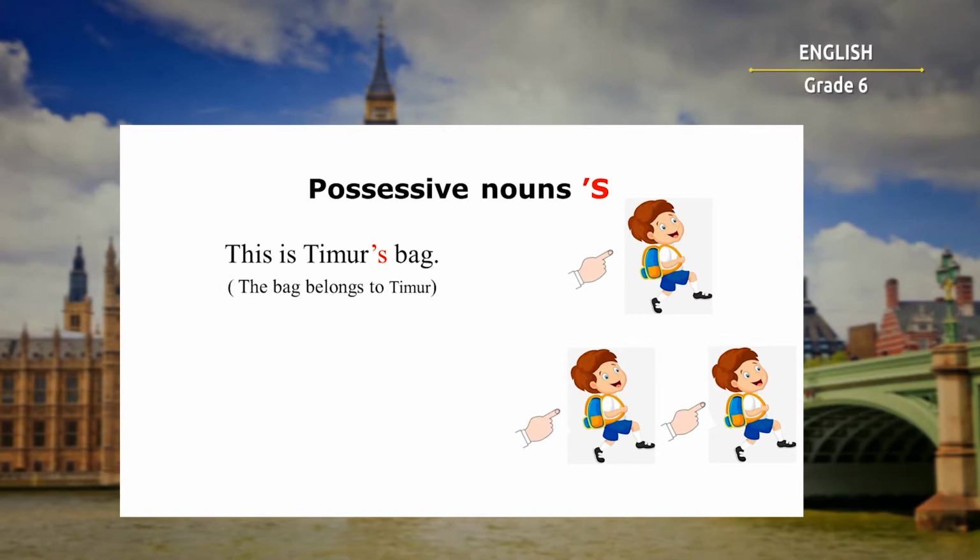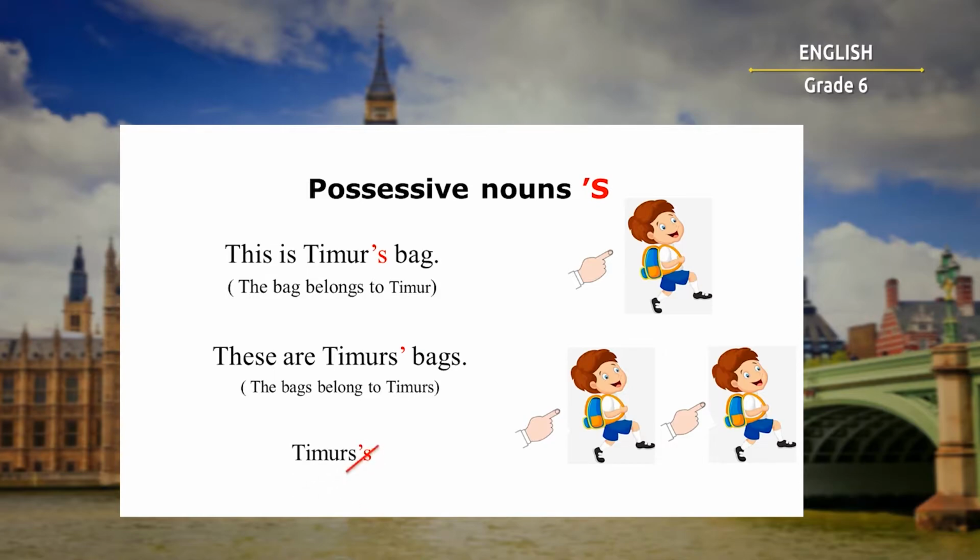If we have a plural form of a noun, we simply add an apostrophe to show that the bag belongs to Timurs, as in the example. These are Timurs' bags. Remember, if a noun is plural, we do not use the letter S.